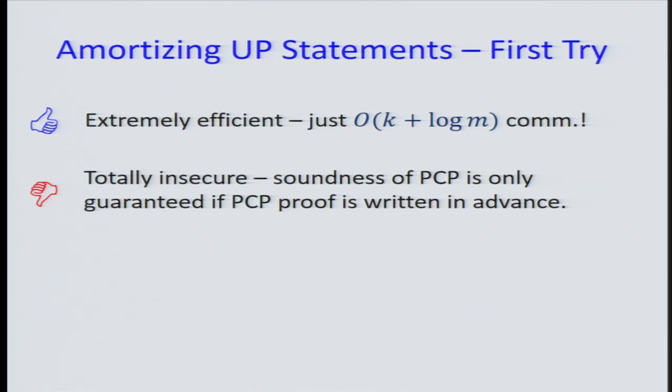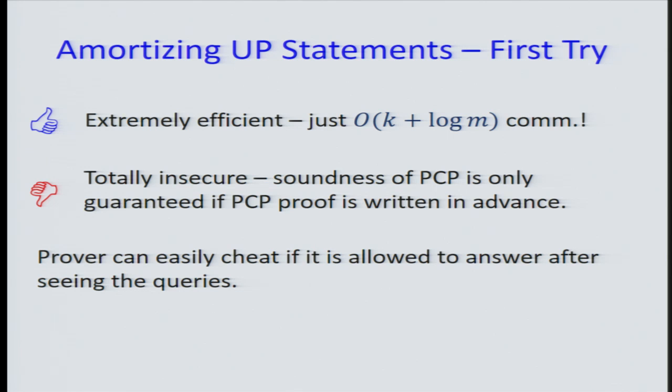The reason for that is that soundness for PCPs is only guaranteed if the PCP is written somewhere in advance. And if you get to see all of the PCP queries and then answer, it's very easy to fool the PCP verifier. And this is exactly the situation that we're in. So a cheating prover, what does he get? He gets these queries Q. He can very easily come up with answers that would satisfy all of the k PCP verifiers.